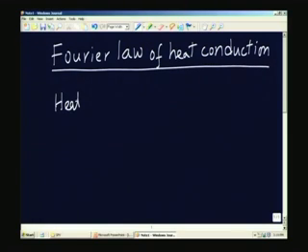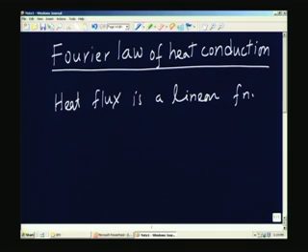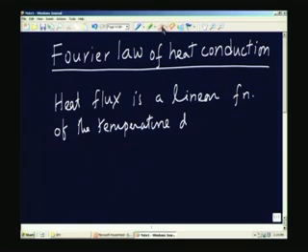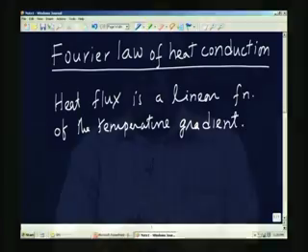is a linear function of the temperature gradient. Of course, temperature is a scalar quantity, and the temperature gradient will be a vector quantity. And heat flux is also a vector quantity because it has both a magnitude and a direction.